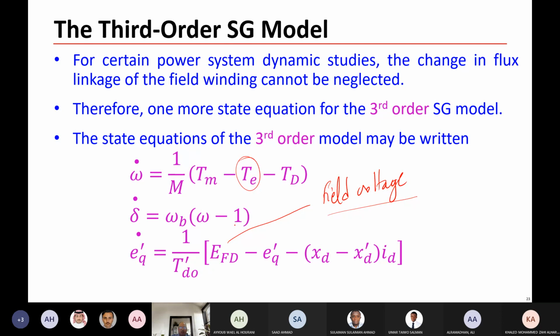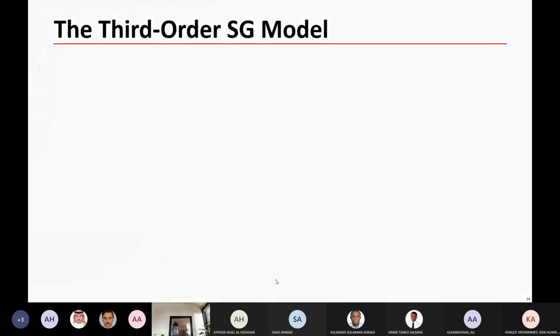How to calculate the electrical torque here, what is the EFD, and later we will see how to relate this EFD when we discuss the exciter model. We will see another equation for EFD, but at the time being, these are the three states: omega, delta, and EQ prime. These are the states here, and the following are the algebraic equations.